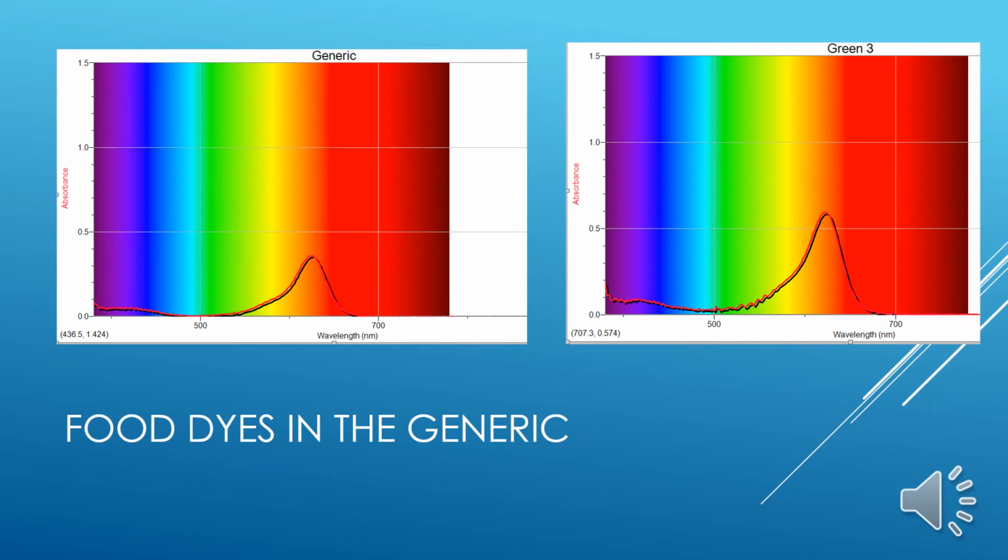I repeated the same process with the generic mouthwash. The generic graph on the left matches that of the green 3 food dye graph on the right, proving that there is green 3 food dye in the generic mouthwash, which is as it is labeled on the bottle.